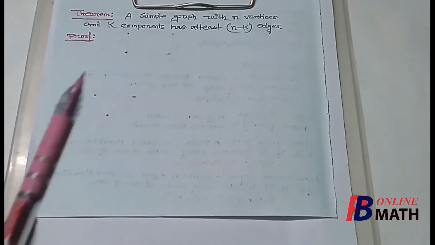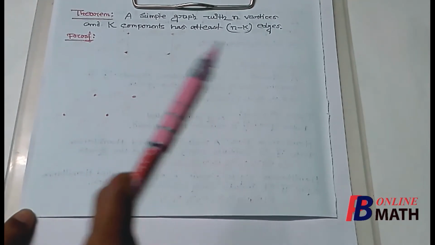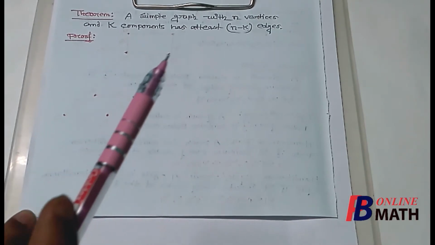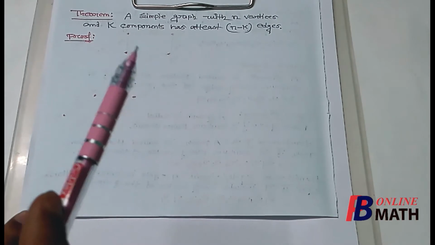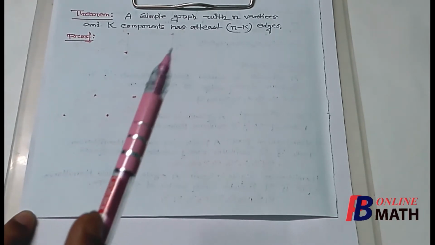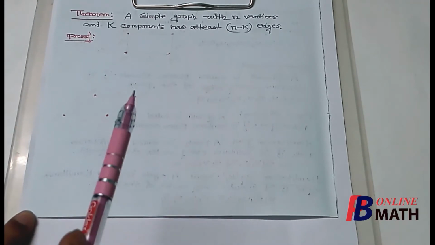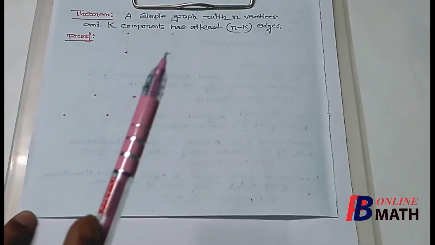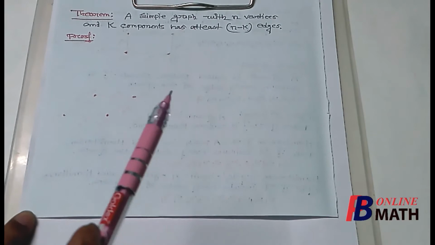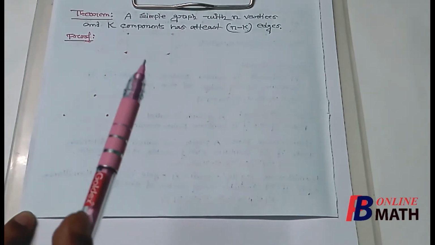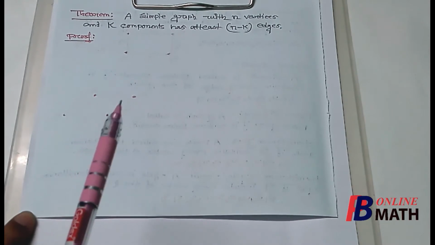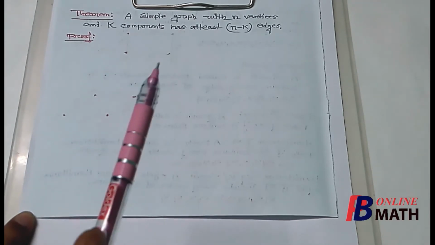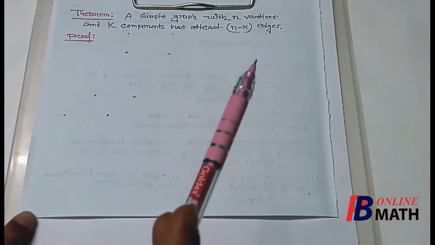Now we state the next theorem. A simple graph with n vertices and k components has at least n minus k edges. Now since the graph has k components, this graph may not be connected. We have already proved this theorem for k equal to 1 in the previous theorem: if a simple graph is connected and has n vertices, then it has at least n minus 1 edges, because for a connected graph the number of components is 1. Now using the previous theorem we shall prove that if a simple graph with n vertices has k components, then the minimum number of edges is n minus k.